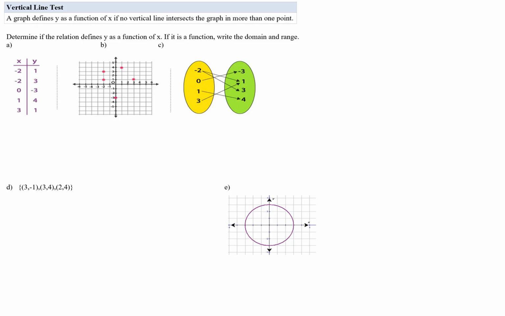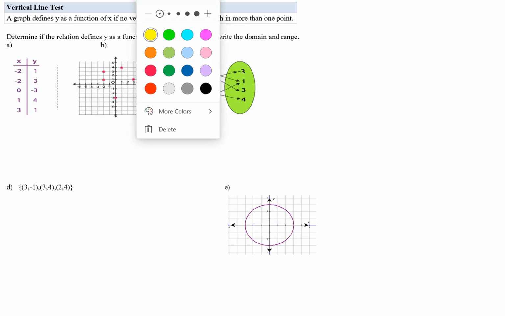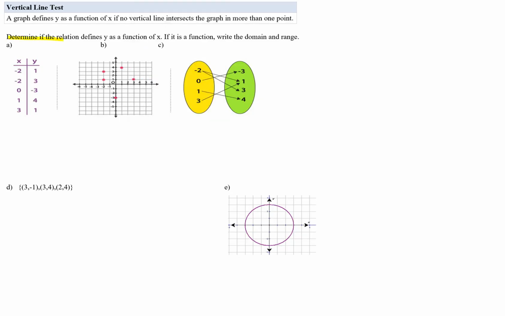In this video, we want to determine if a relation is a function of x. And if it is, we want to write the domain and the range. The idea here is that the first set is the domain, and the second set is the range.